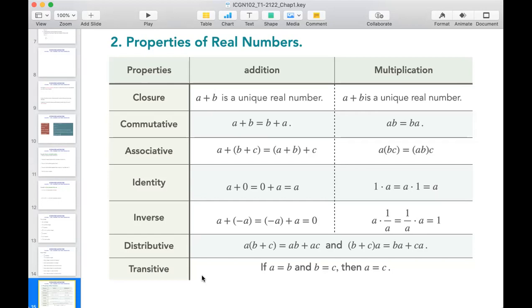Next, the associative property. Some people use the nickname for the associative property: changing the group. a plus b plus c equals a plus b first, and then plus c.